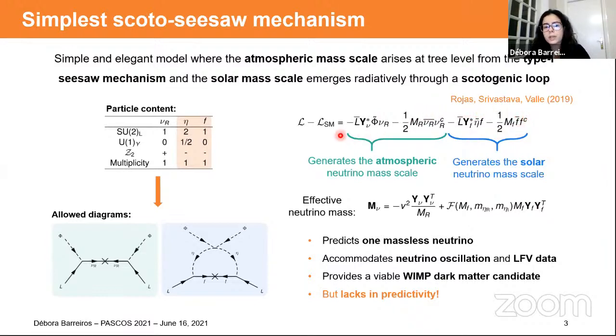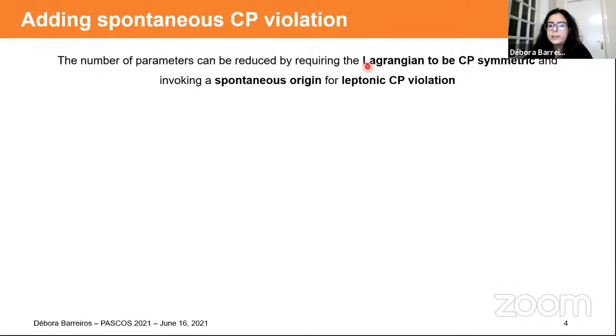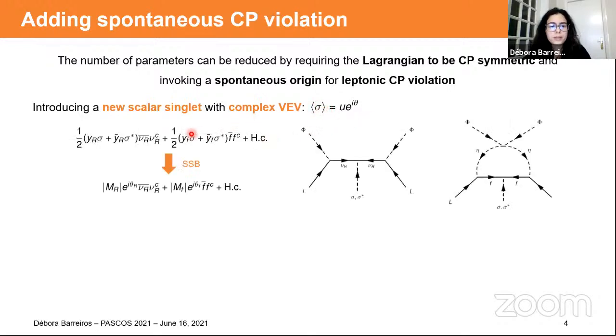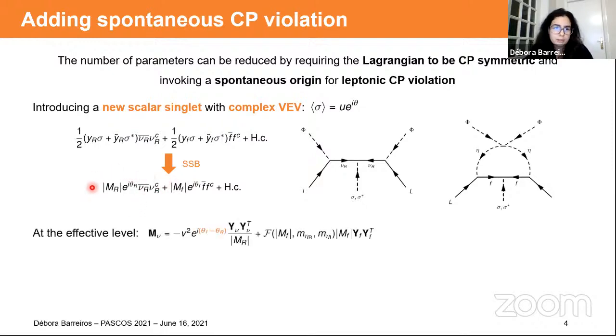So what we did to solve that problem was to require the Lagrangian to be CP symmetric, and because of that, we had to find an alternative source for CP violation. We did that by introducing a new scalar singlet sigma with a complex vev. These are the couplings that are allowed in this case. As you can see, we have couplings of sigma to our neutral fermions, which after spontaneous symmetry breaking give origin to Majorana mass terms for these fermions with complex couplings.